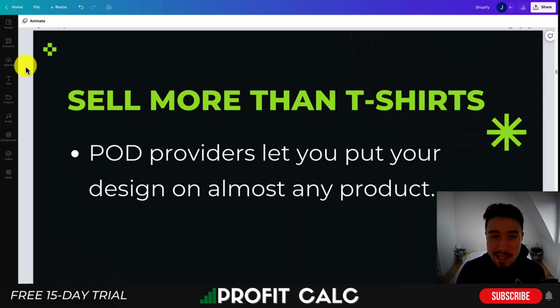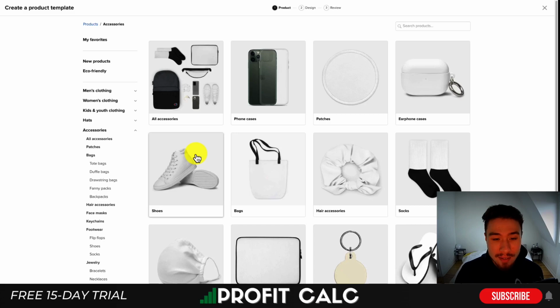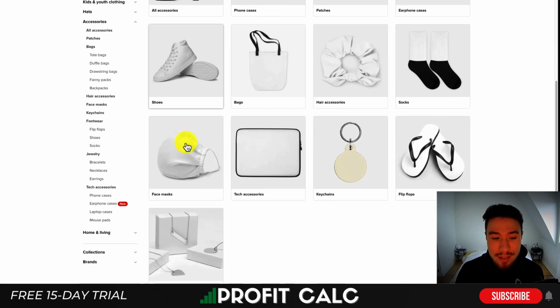The fourth tip is going to be to sell more than t-shirts. With a print-on-demand store, you can essentially sell almost any product, and the larger print-on-demand providers such as Printify give you almost any product to design on here. If we head over to their product templates, you can see different types of clothing, so sweaters, hoodies, t-shirts, so the basic stuff here. We can also do things such as hats, accessories, home and living, different collections. If we dive into the accessories, you get things such as phone cases, patches, earphone cases, hair accessories, shoes, face masks, jewelry, tech accessories, keychains, flip-flops. You can really make some of your designs do well on different product categories, so reuse those same designs, especially if they're selling well.